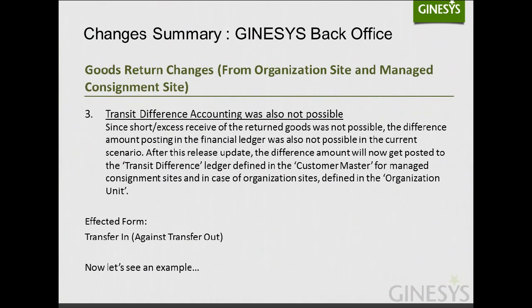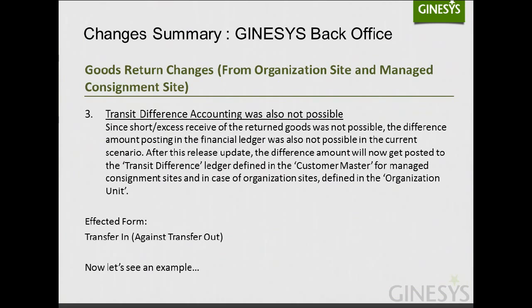Last point taken care of for return from these sites is that transit difference accounting was also not possible. Since short or excess of the return goods was not possible, the difference amount posting in the financial ledger was also not possible in the current scenario. After this release update, the difference amount will now get posted to the transit difference ledger defined in the customer master for managed consignment sites, and in case of organization sites, defined in the organization unit. The effective form is transfer in against transfer out.